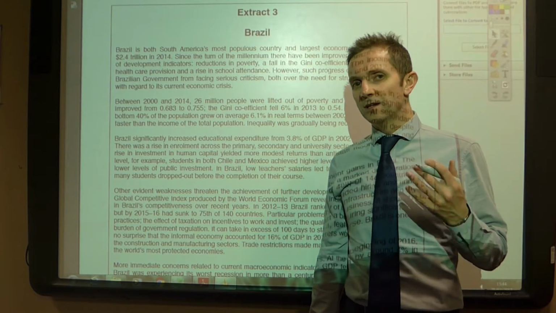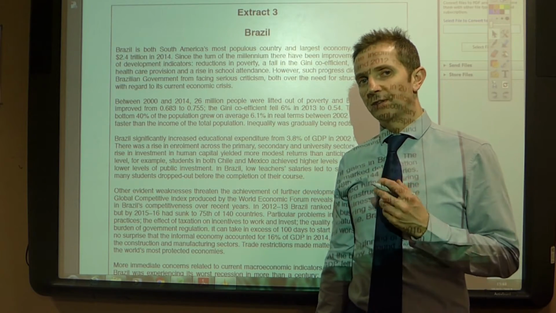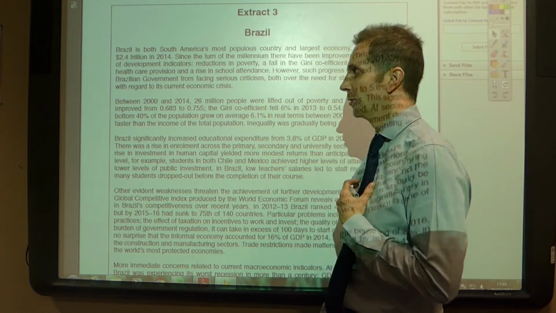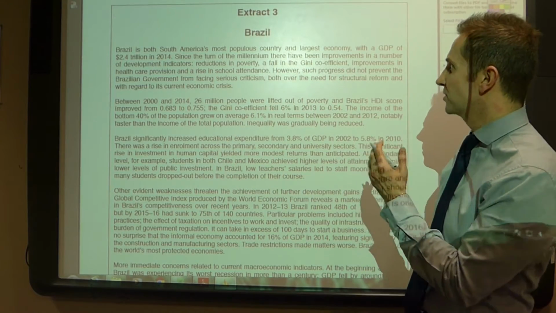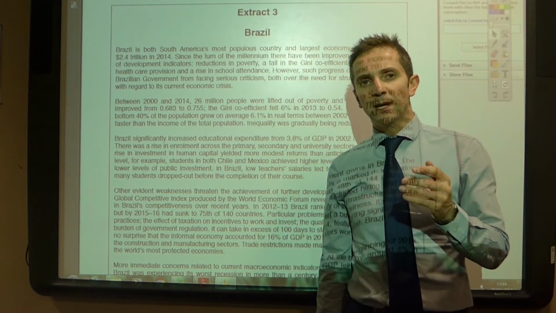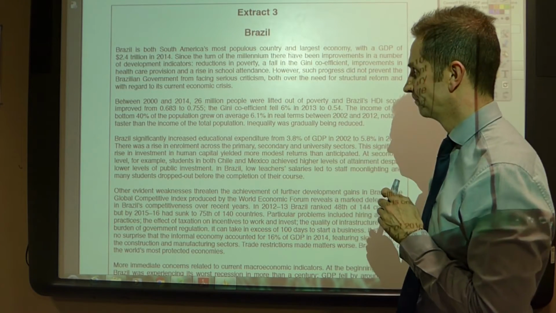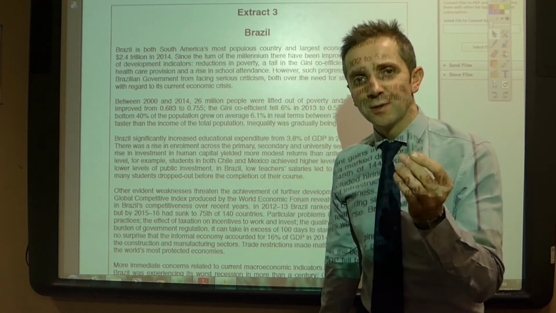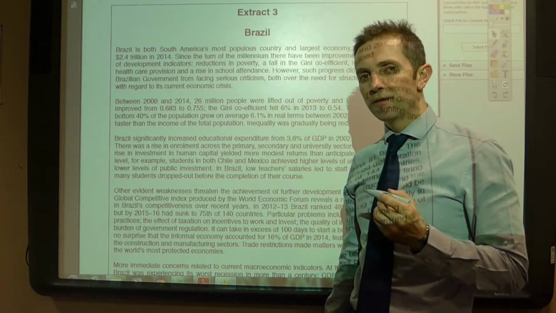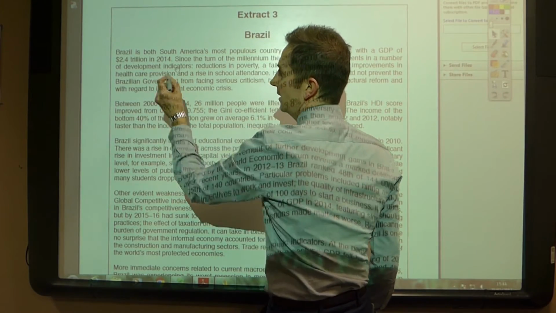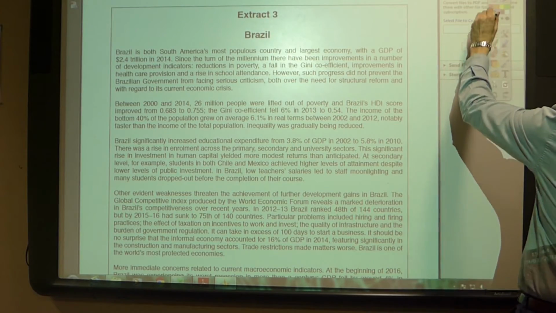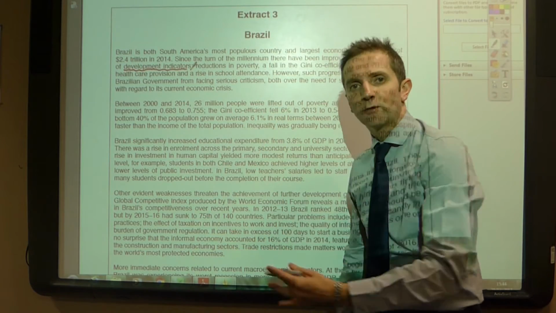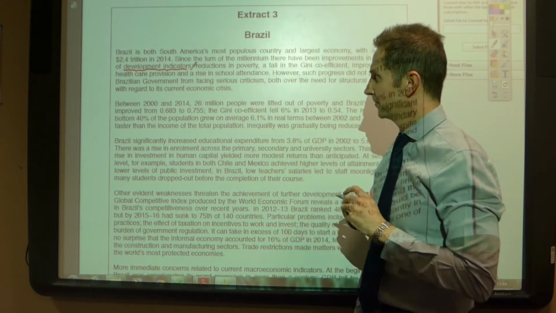So I shall just read it and point out the key terms which I think are most important with regard to analysis of theory here, and then we'll have a little bit of a look at each in turn. So Brazil is South America's most populous country and the largest economy, with a GDP of 2.4 trillion in 2014. Since the turn of the millennium, there have been improvements in a number of, and here we go, ladies and gentlemen, directly pointing us into the correct area of the syllabus and specification, development indicators. So here already it's setting the scene for what follows with regard to economic development.